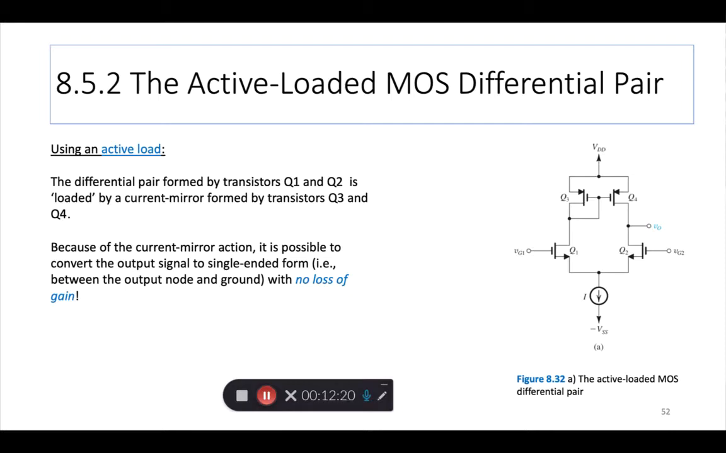So previously we kept thinking we're going to lose gain, but there are two advantages of having Q3 and Q4. If you're doing this on an IC, you know that resistors are hard to do on an IC. It's easier to do transistors, Q3 and Q4. That's one advantage. And the other advantage is you don't even need to lose the gain. So that's the big benefit from using an active load.